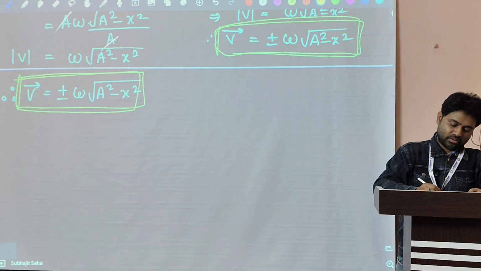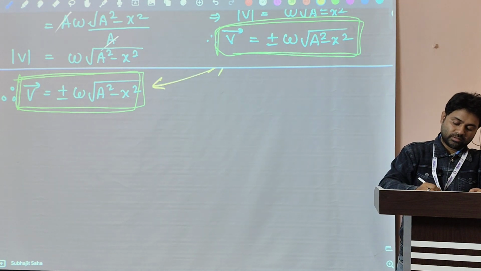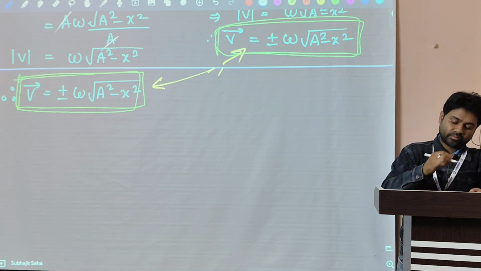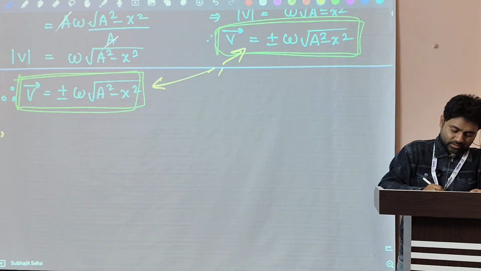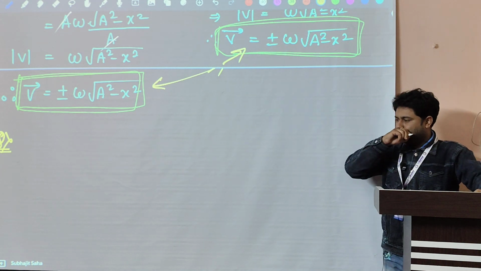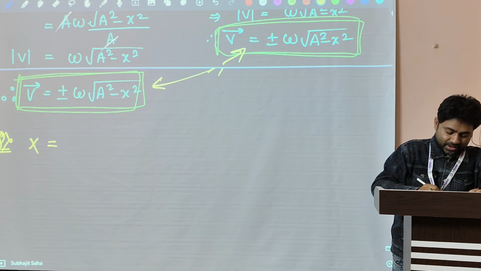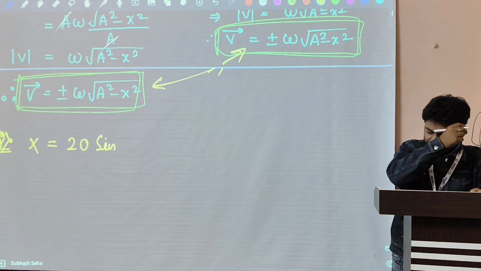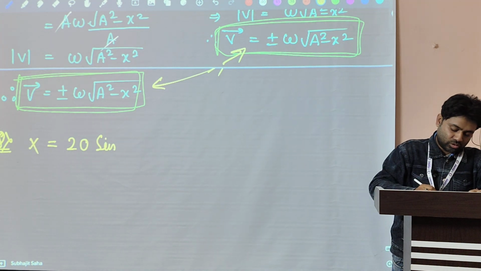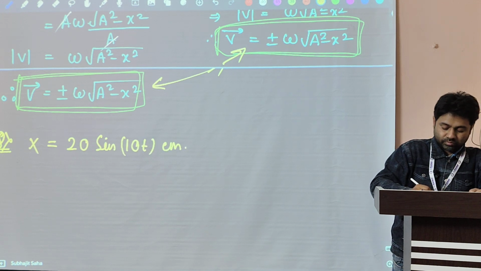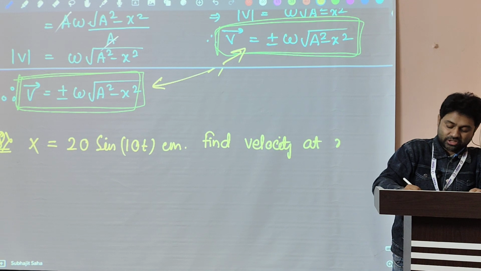Both are actually the same formula. So let's take a question on this. An SHM is represented by x equal to 20 sine 10t centimeter. Find velocity of the particle at x equal to 10 centimeter.